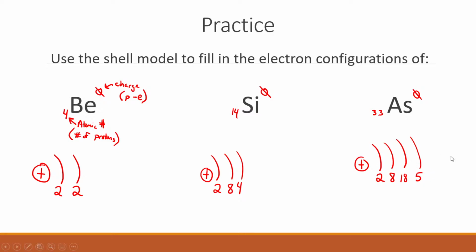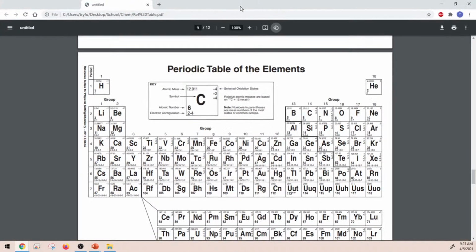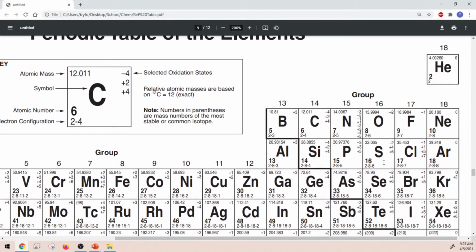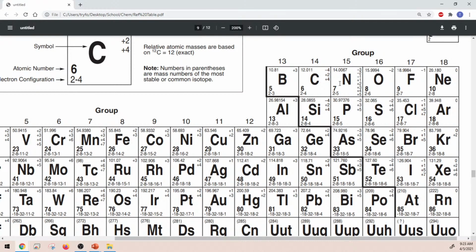Let's take a look at the periodic table for a second. Right, if I were to zoom in, which I know I can, thank you, right there. The electron configuration for these things is here on the periodic table. Right, it shows us the configuration. 2 electrons in the first shell, 8 electrons in the second shell, 18 electrons in the third shell, 5 electrons in the fourth shell. Same thing for silicon, which we just did, 2, 8, and 4.